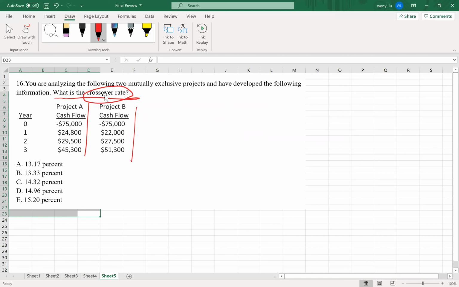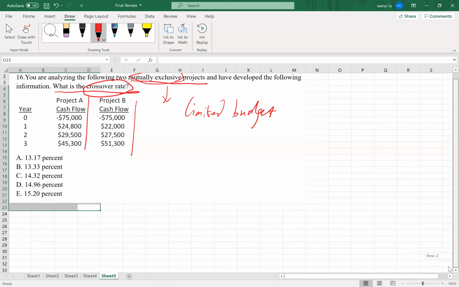So why do we need the crossover rate? Because the projects are mutually exclusive. What's the definition? You can only choose one of them, not both at the same time, because we have a limited budget. So for these two projects, which one should be better? We can solve the net present values and IRR to see which one is better in a traditional way. Let me do this one now.